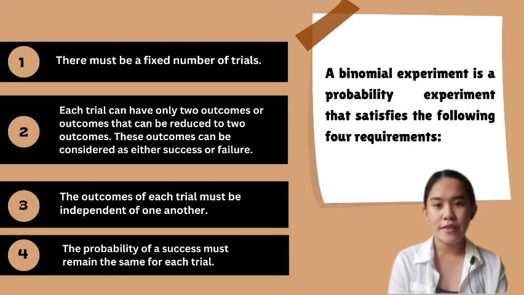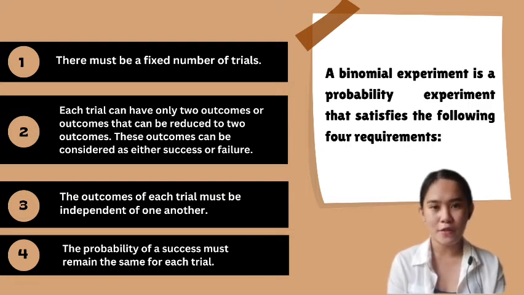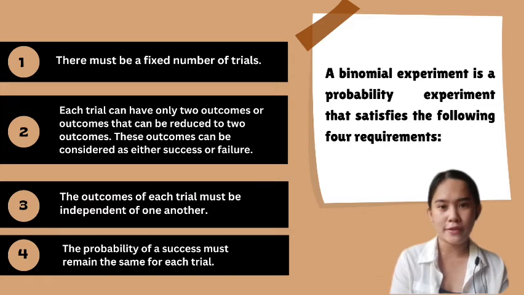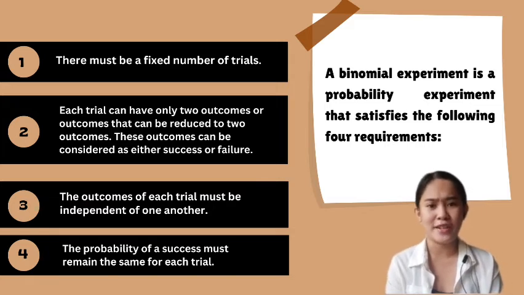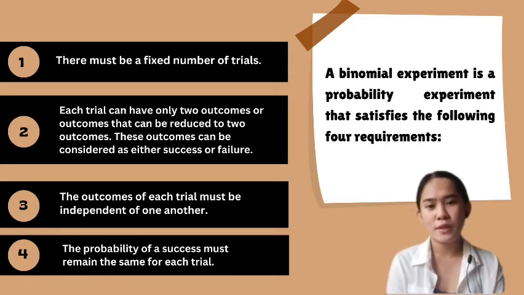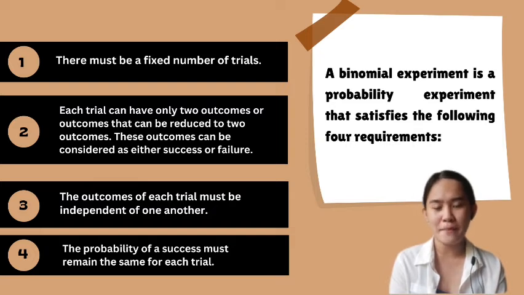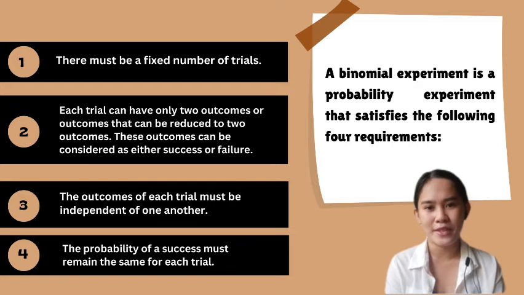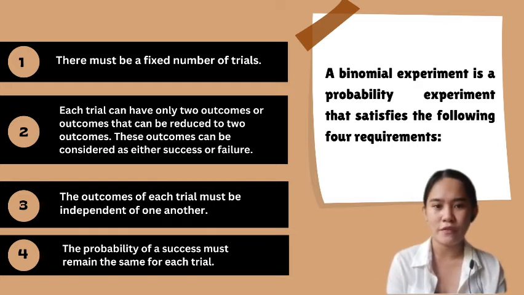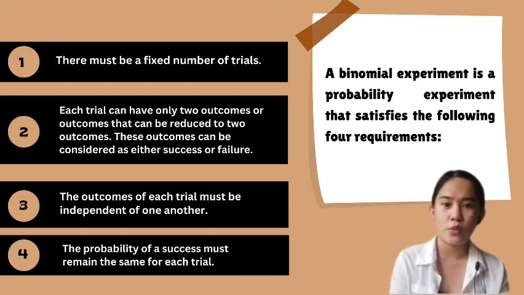Number 1. There must be a fixed number of trials. This should go without saying. If you don't have a fixed number of trials, for example, you could be tossing a coin forever without stopping. In addition, the results from our experiment will be vastly different if we toss that coin twice or if we toss it 100 times. The number n can be any amount. For example, if we flip a coin 100 times, then n is 100.